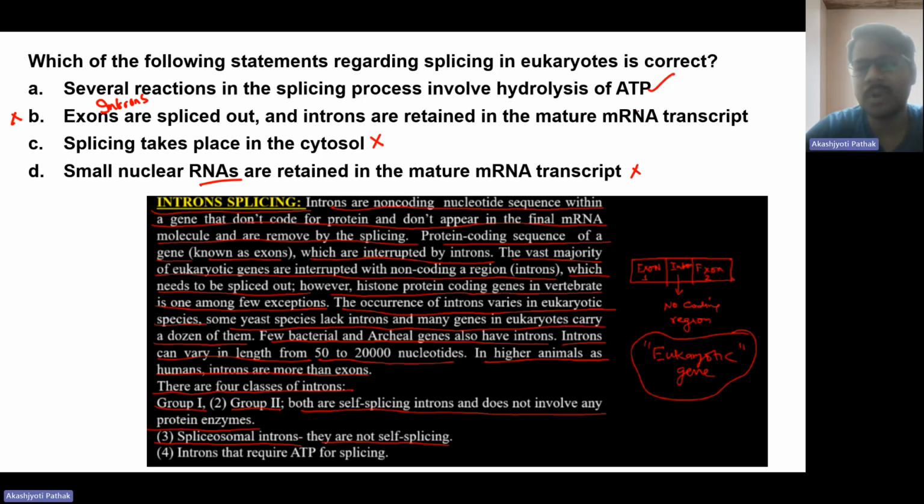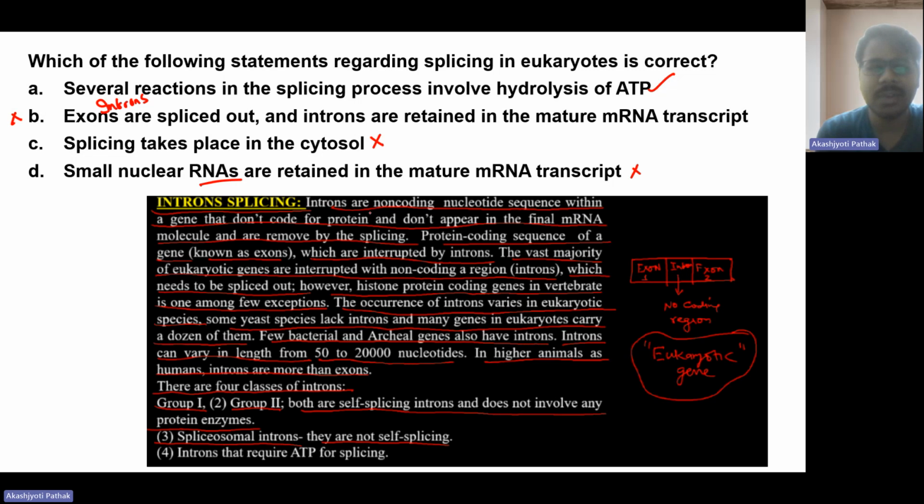There are several small nuclear RNAs involved in this process, U6, U5. There is a cascade of reactions that take place one by one for splicing of the introns. So option number A is the correct option. Here you can go through this slide.